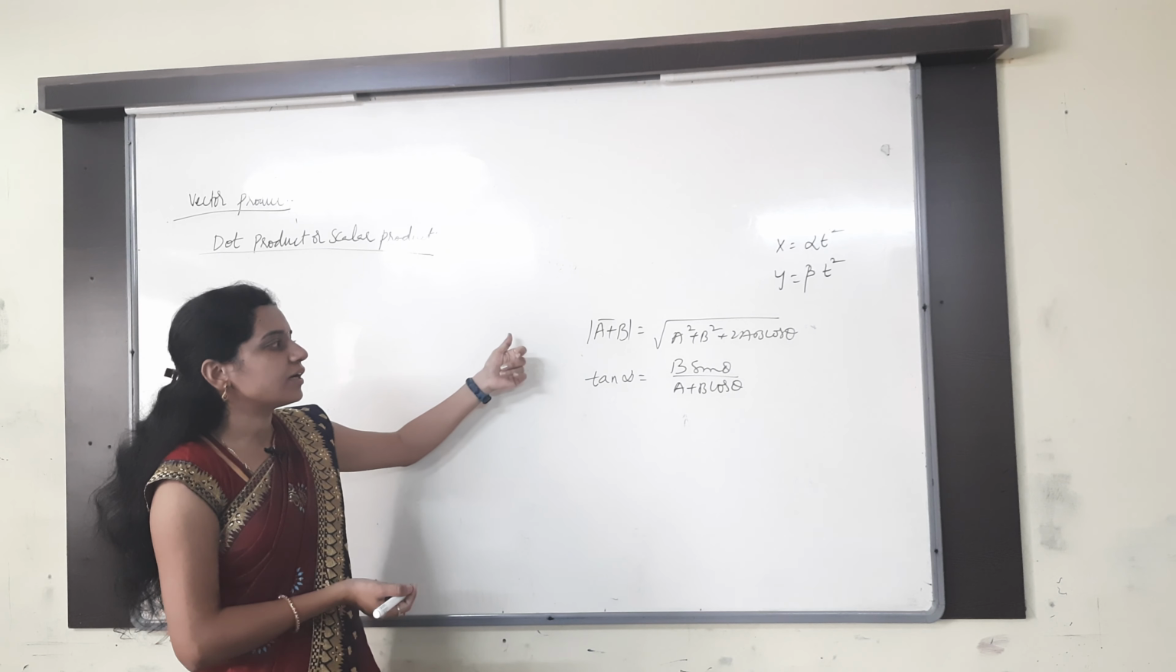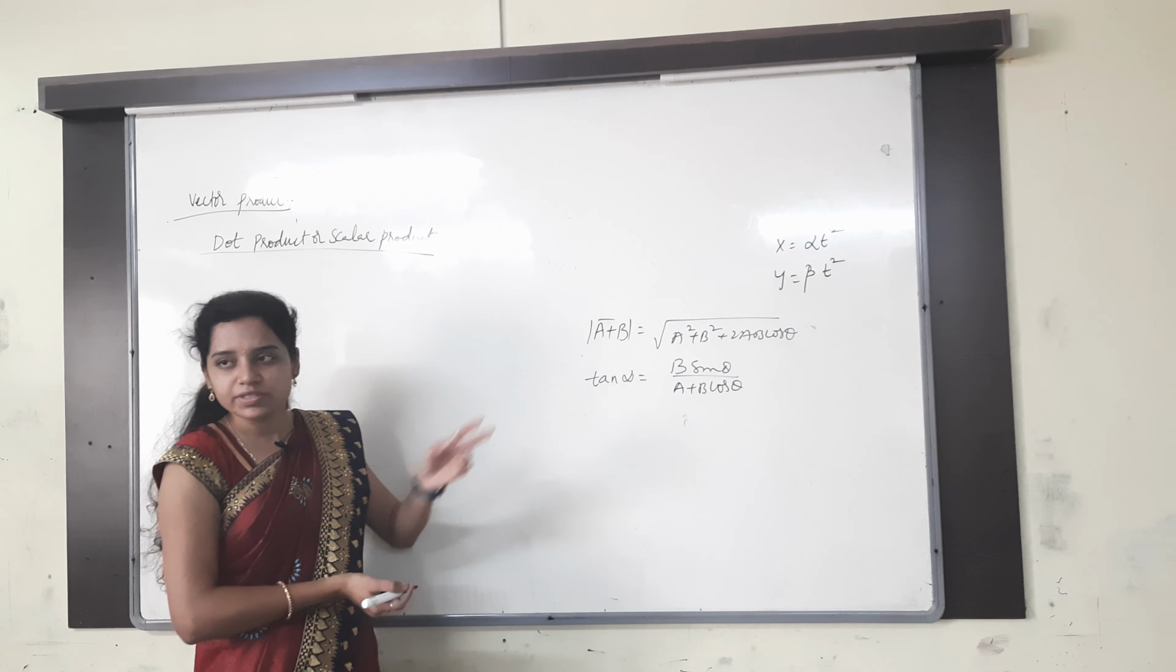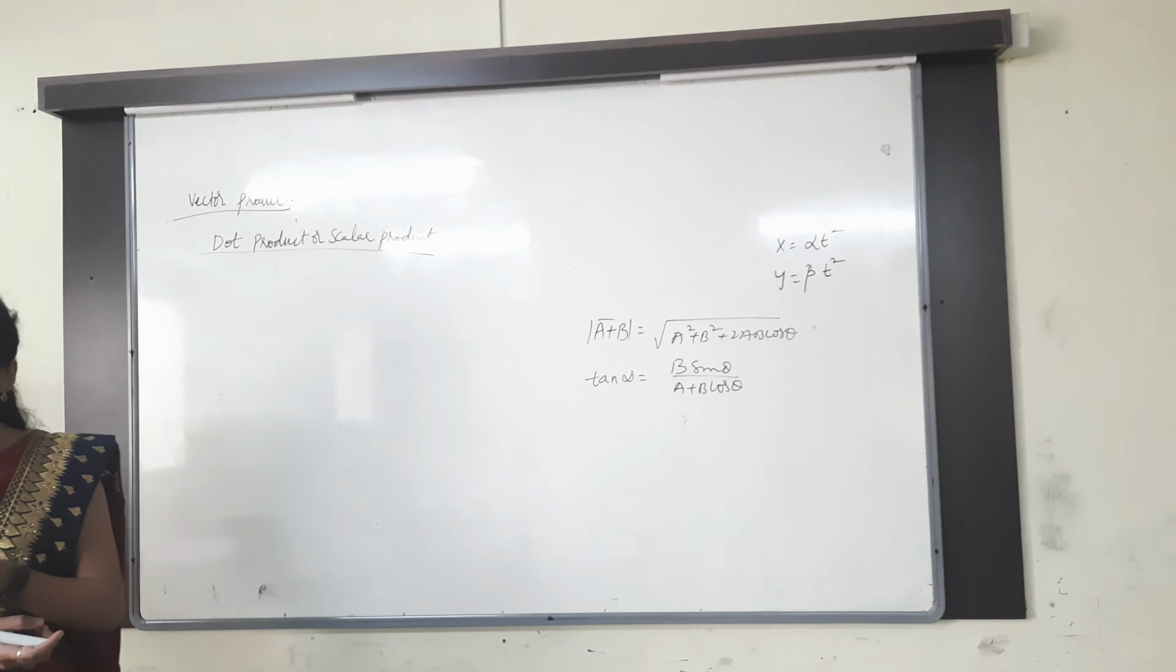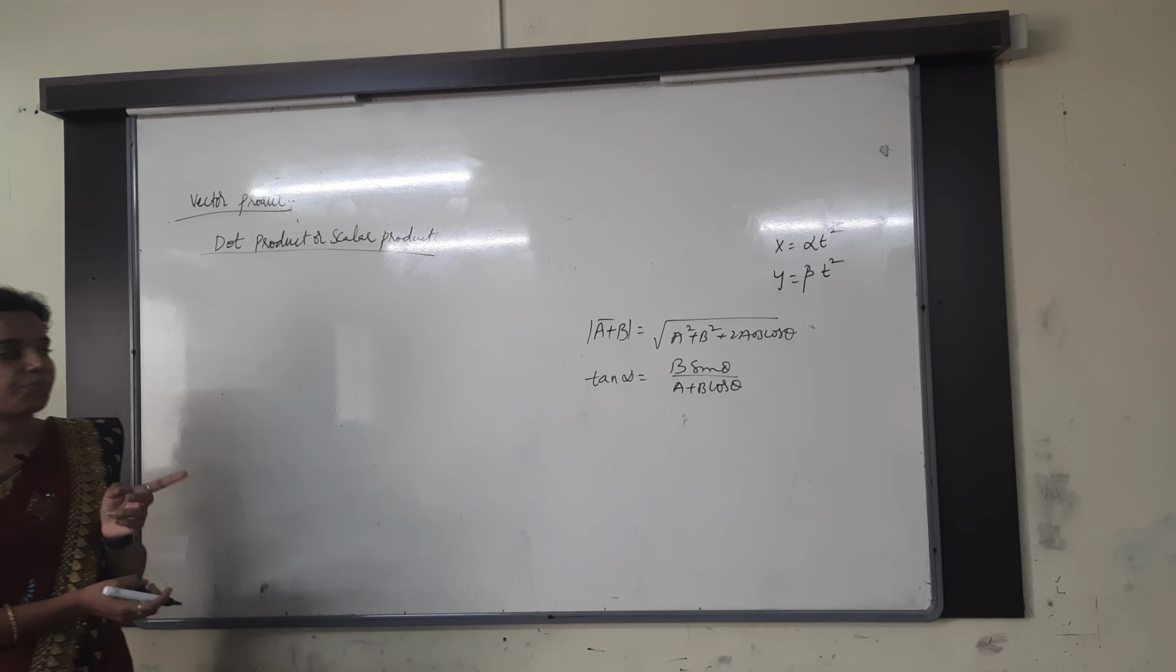In triangle law of vector and then parallelogram law of vector, what is the difference between them? Triangle law of vector is nothing but head to tail configuration, and parallelogram law of vector is tail to tail. In triangle law of vectors, the hypotenuse of the triangle gives you the resultant. In the parallelogram law of vector, the diagonal of the parallelogram gives you the resultant. That is about the addition, and then we have seen the subtraction.